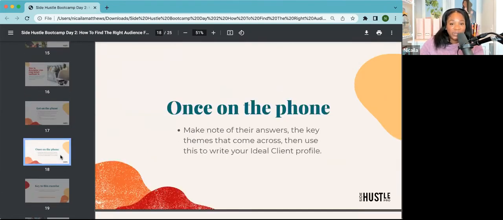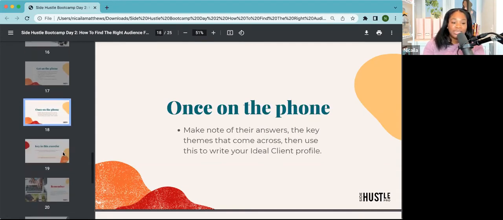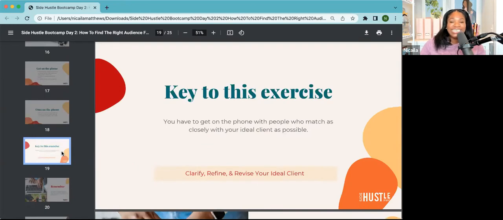So once on the phone, if you choose to go the phone route, you're going to make note of people's answers. Make note of the key themes that come across, and then use this to write your ideal client profile. The key to this particular exercise is, again, you have to get on the phone with people who match as closely with your ideal client as possible, so that you can clarify, refine, and revise your ideal client.